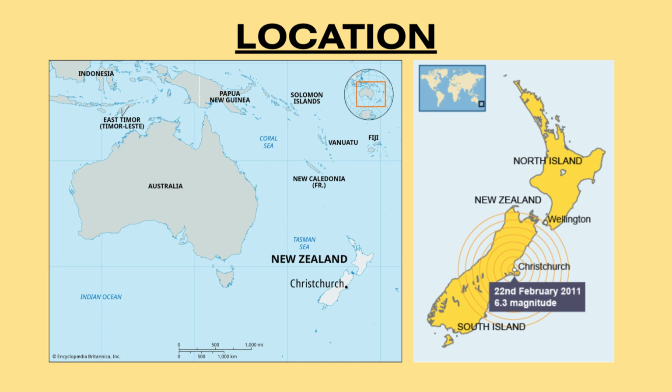In this case study video, we will be looking at the Christchurch earthquake of 2011, which is a useful case study for the tectonics topic. The earthquake occurred in Christchurch, a major city located in the Canterbury region on the east coast of New Zealand's South Island. The epicenter was near the town of Lyttelton, situated approximately 10 kilometers southeast of Christchurch city centre.